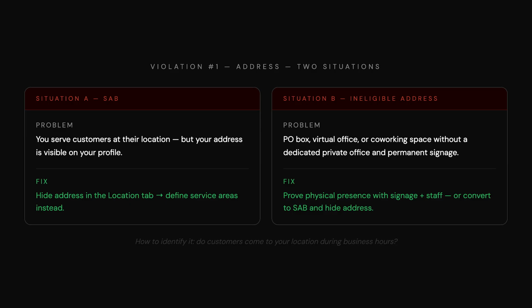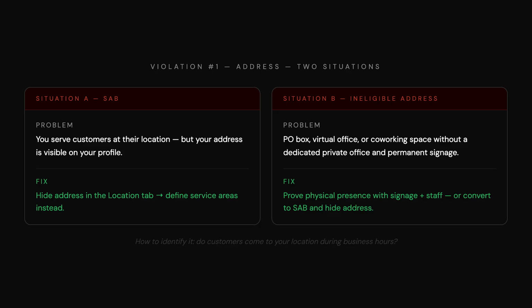Situation A, you're a service area business, a plumber, electrician, or cleaner, and your address is visible on your Google business profile. According to Google's guidelines, service area businesses should not display their address. The fix is quite simple. Hide the address in the location tab and define your service areas instead.